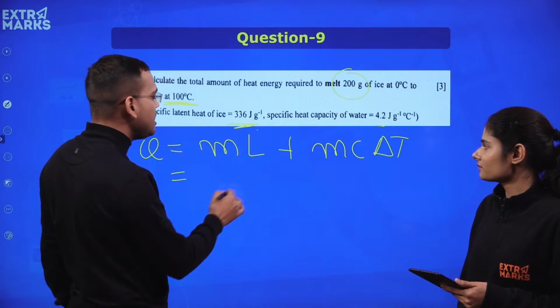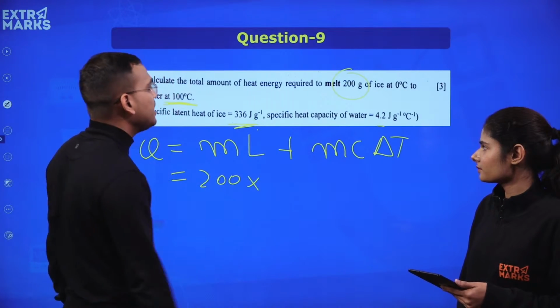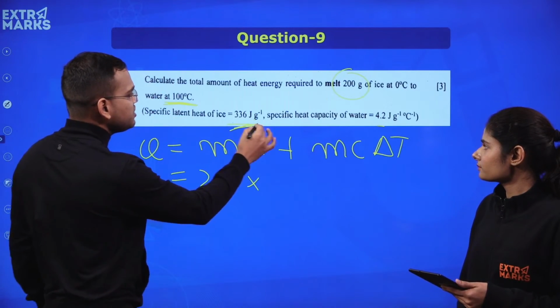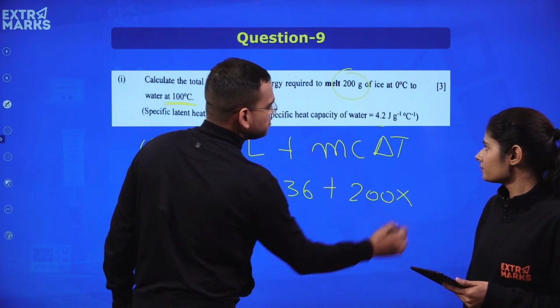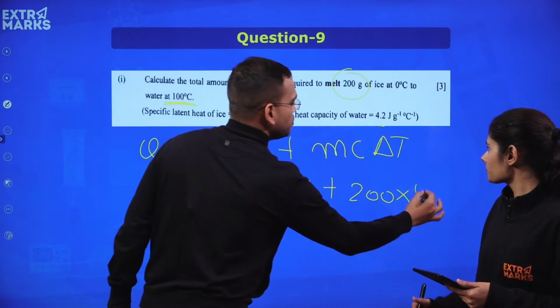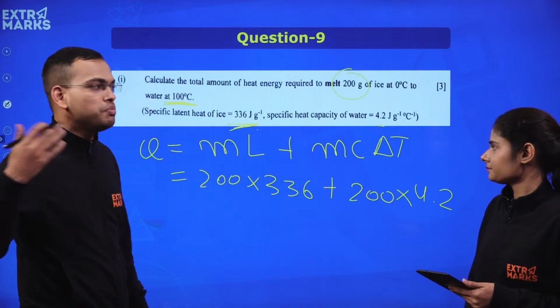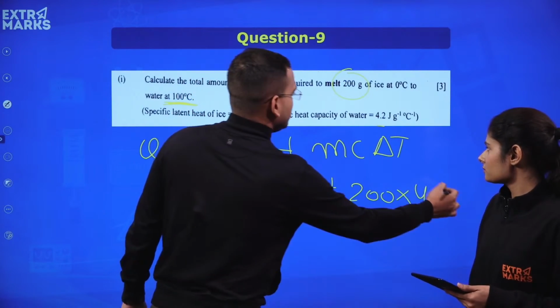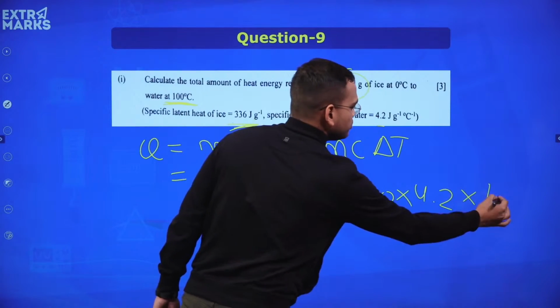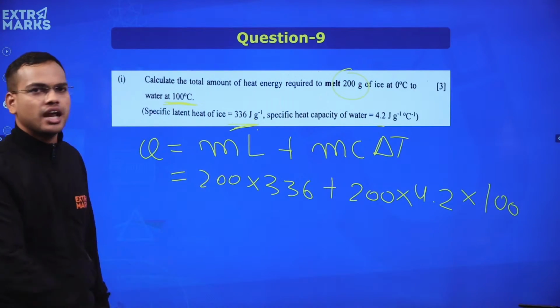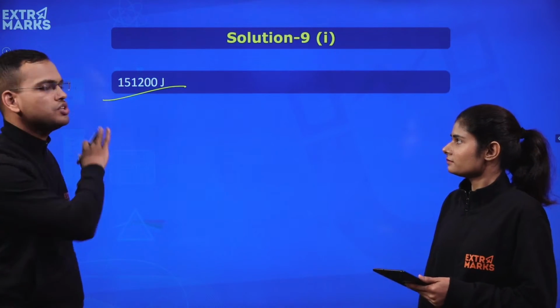So it is ml. So 200 multiplied by the specific latent heat of ice, which is 336. M is again 200. The specific heat capacity of water is 4.2, because the water temperature needs to be increased. And then we have the change in temperature, which is 0 to 100, that is 100. So now you will get the answer very easily if you do the calculation. The answer will come out as this much. You can convert this into kilojoule as well.